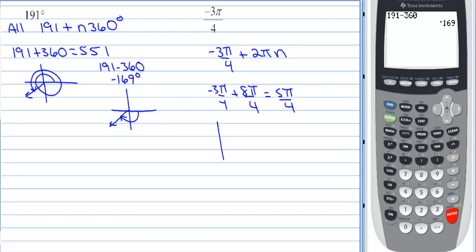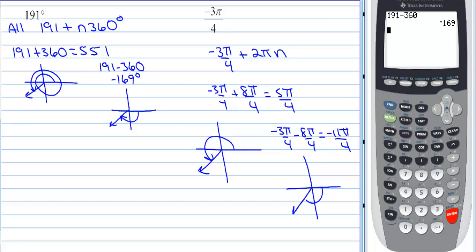Now I'm asked to draw this. Well, negative 3 pi over 4 is actually right here. So we need to make that 5 pi over 4. So we're going this way. And then we have negative 3 pi over 4 minus 8 pi over 4. And that's negative 11 pi over 4. So this right here, this would be negative 3 pi over 4 right there. We just have to go all the way around. That should be a negative 11 pi over 4.